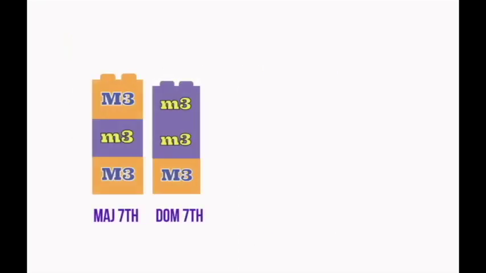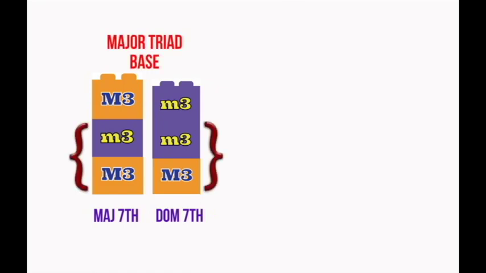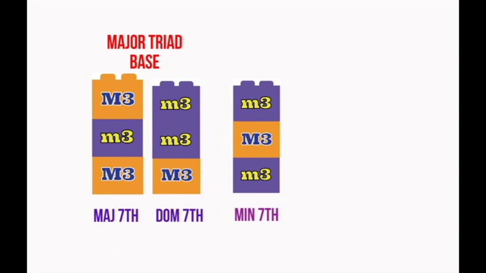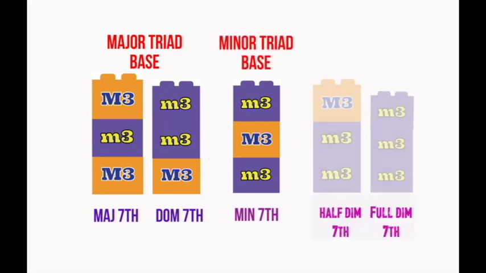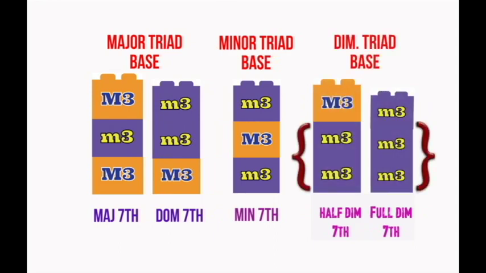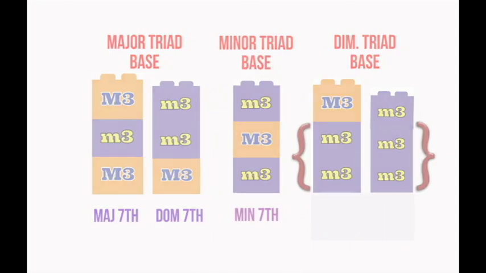Now let's summarize. There are two chords that are built on a major triad, the major seventh and the dominant seventh. There's only one chord built on a minor triad, and that's the minor seventh chord. And the remaining two, the fully diminished and the half diminished seventh, are both built on a diminished triad base. You should make a point of studying these.